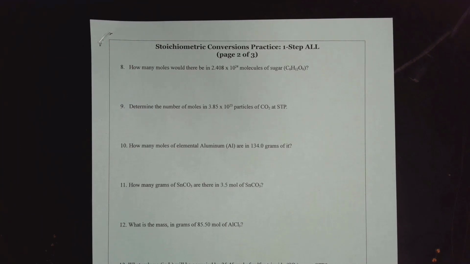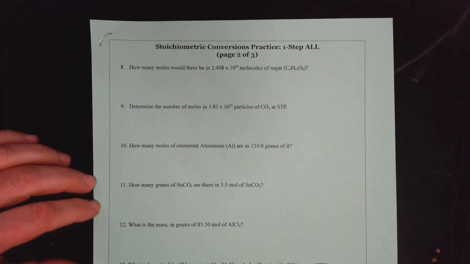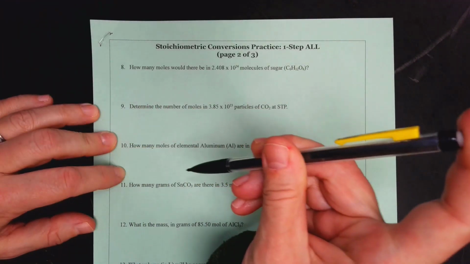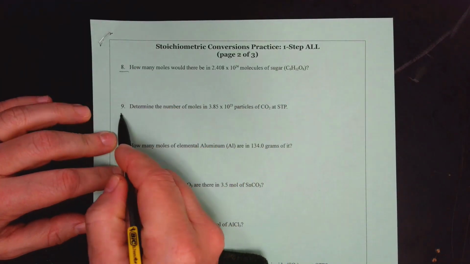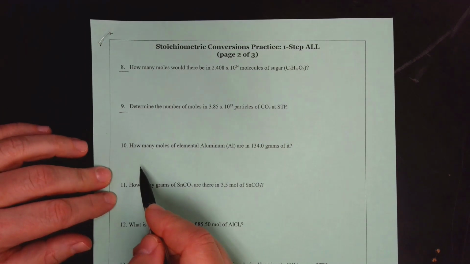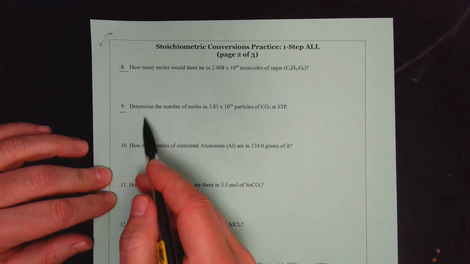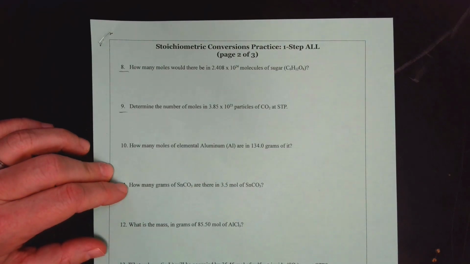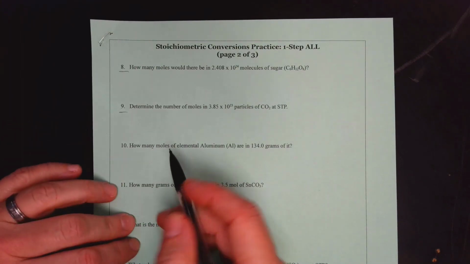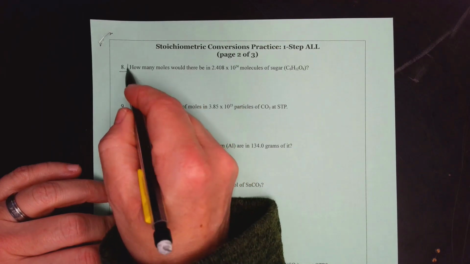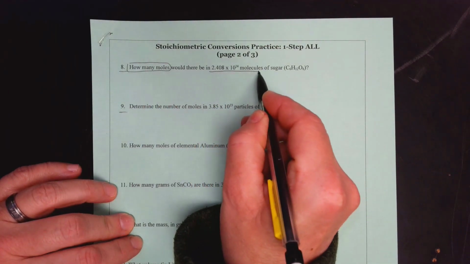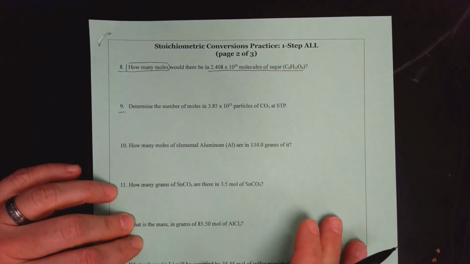Page 2, basically, a little bit of everything on page 2. So we'll spend the first few, and I'm not going to do all of these because numbers 8 and 9 are the same type of problems, so I'll just do number 8. And number 9 pretty much works the same way as number 8. So we're trying to determine in both of these problems the number of moles if we are given X number of molecules of another substance.